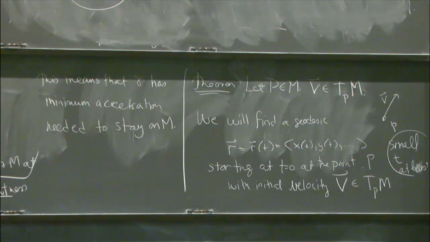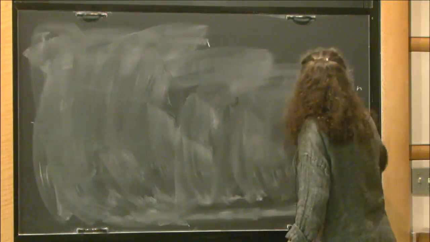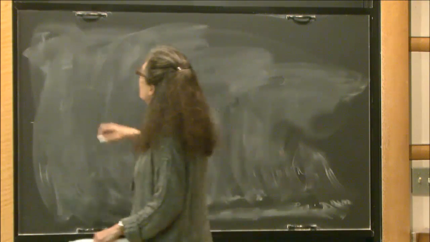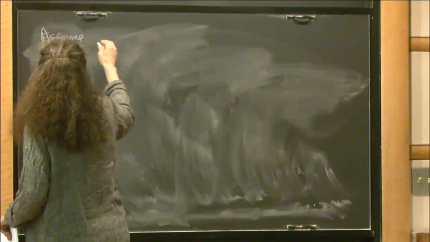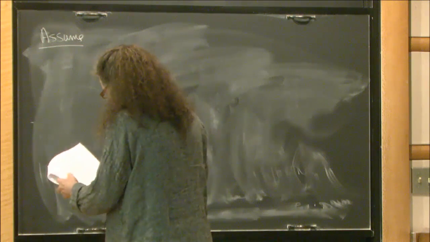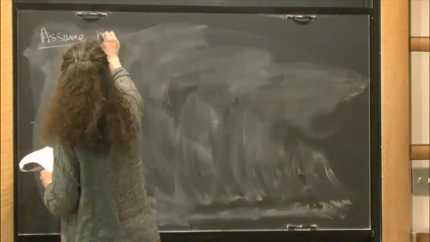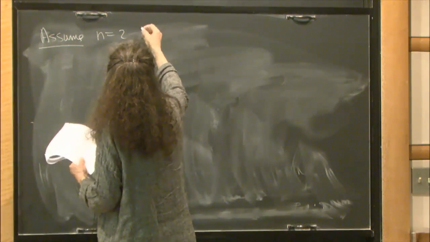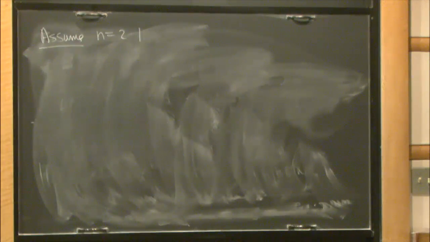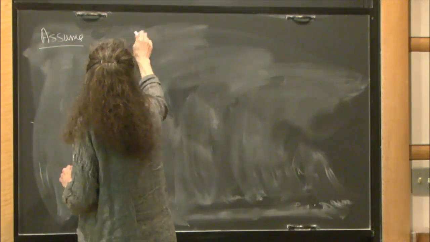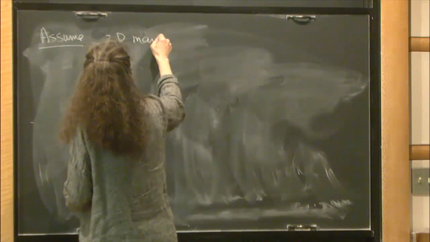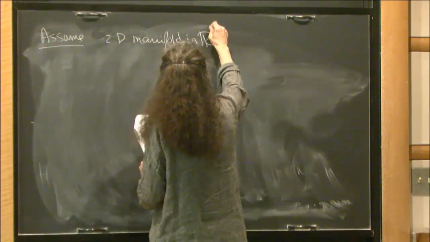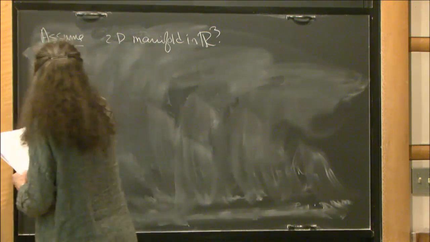But I'm going to just assume that the manifold is two-dimensional, in R3, although that doesn't really change anything, it just makes the notation a little bit easier. So we're going to assume that n equals 2. We have a two-dimensional manifold in three-dimensional space, a 2D manifold in R3.